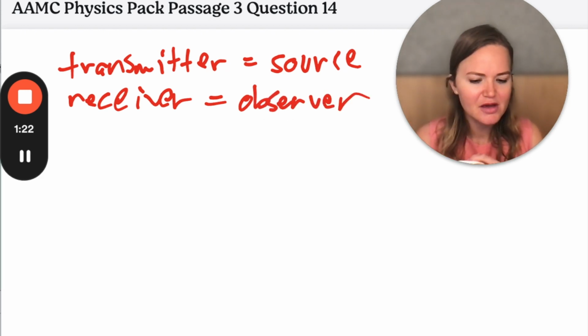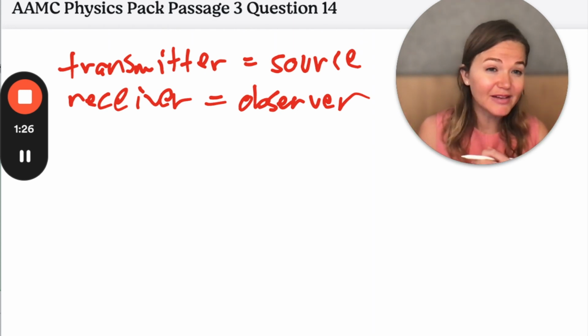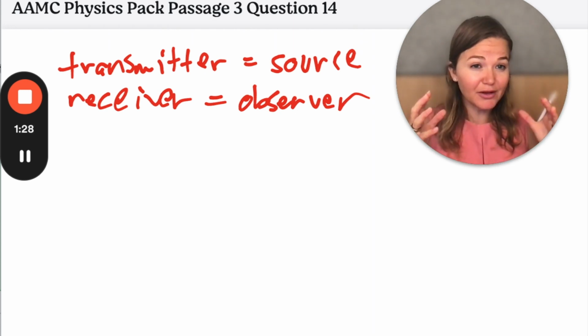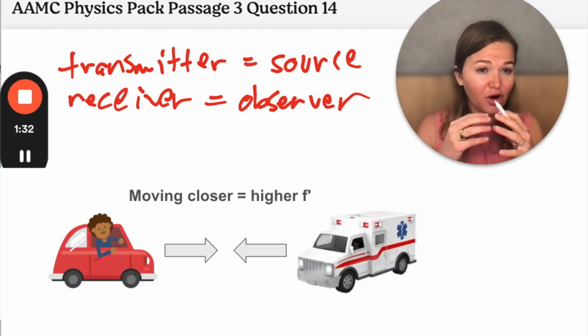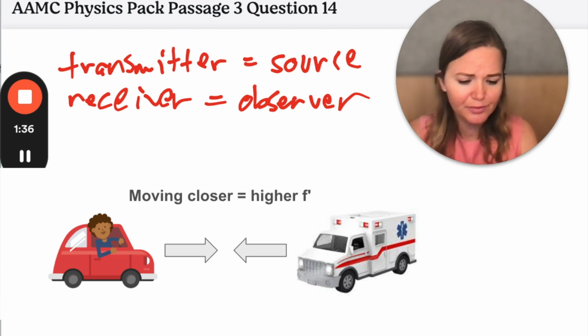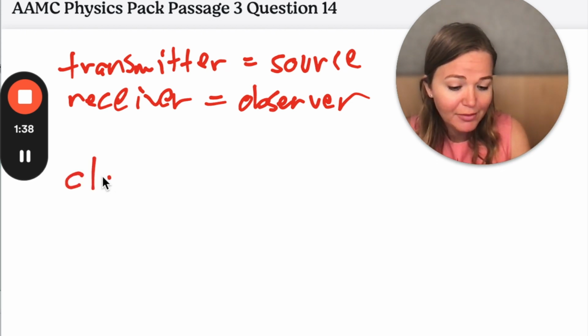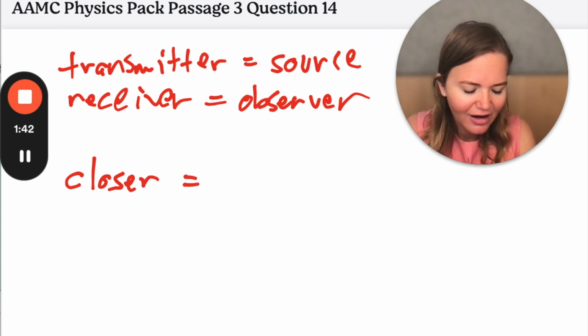So we talked about it in the last question, question 13, how with the Doppler effect, you should think of an ambulance, right? When an ambulance is getting closer to you, when you're driving your car, you hear a more high-pitched sound, so frequency increases. So I'm going to say when two objects have relative motion whereby they're getting closer together, you're going to get an increase in frequency.